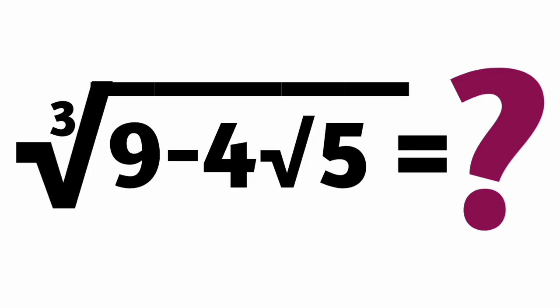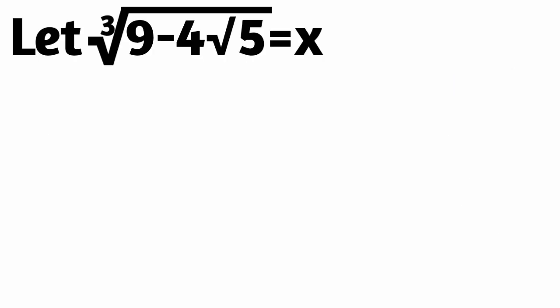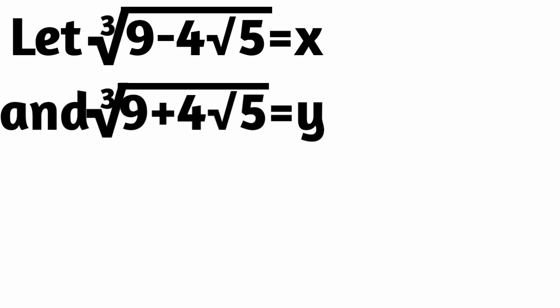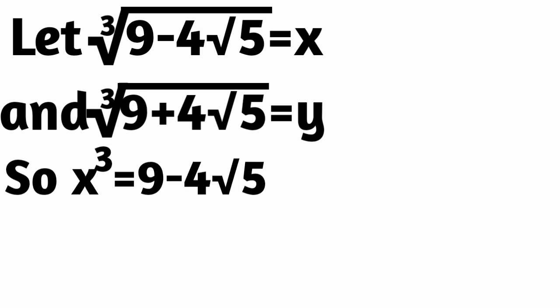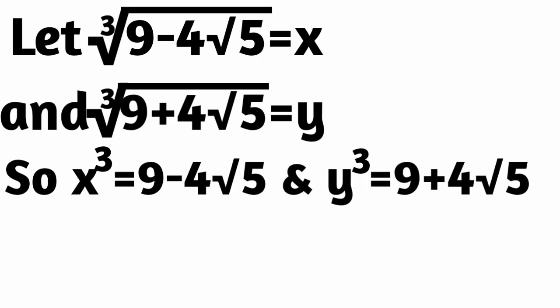In this video we are going to find the cube root of the number 9 minus 4 root 5. In order to find the cube root of this number, we take it to be equal to x, and similarly its conjugate number, that means 9 plus 4 root 5, will be taken as y. So in order to remove the cube, we have to cube the given number, so that we can get this value free from cube.